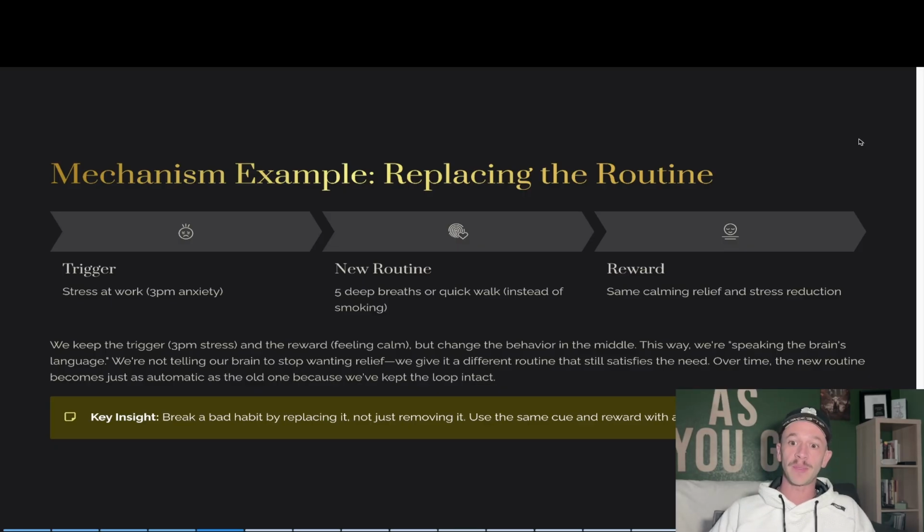This way, we're speaking the brain's language. We're not telling our brain to stop wanting relief. We give it a different routine that still satisfies the need. Over time, the new routine becomes just as automatic as the old one because we've kept the loop intact. Key insight here: break a bad habit by replacing it, not just removing it. Use the same cue and reward with a healthier routine.